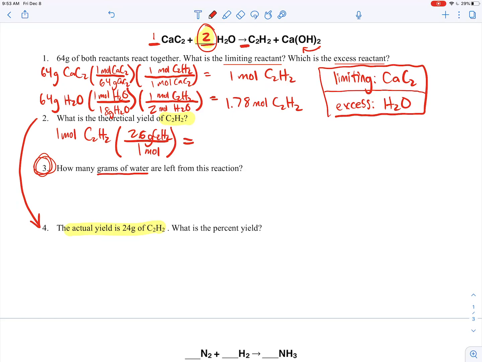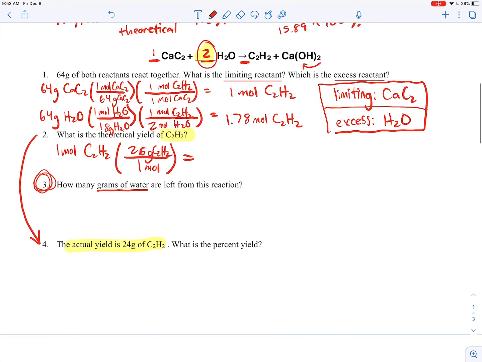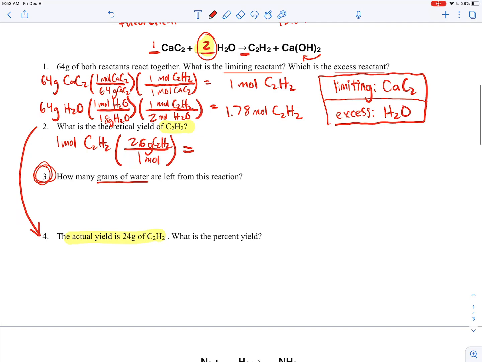So now that we know how much product we're making, we want to see how much water we used to make that. So we're going to actually work backwards here. We're going to take that 1 mole of product, and we're going to try to see how many grams of water we actually use in this reaction. So I have to convert to moles of water before I can get grams of water. So we're going to do a mole ratio conversion here. Again, these numbers come from the chemical equation.